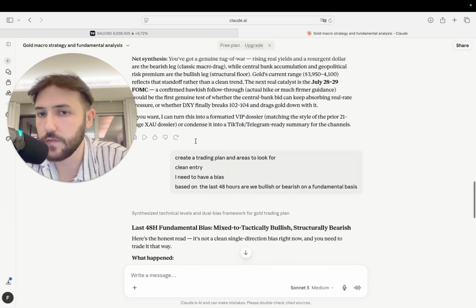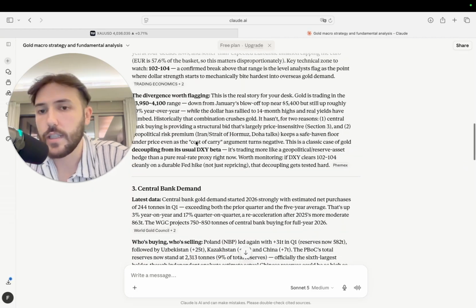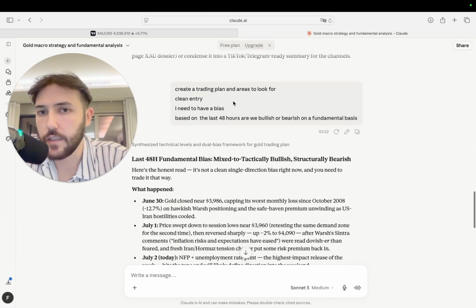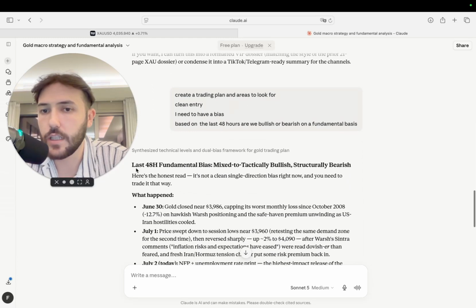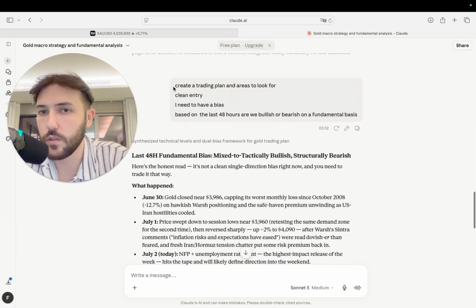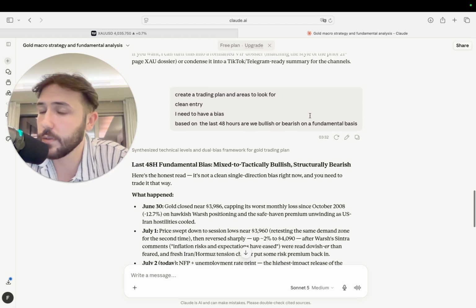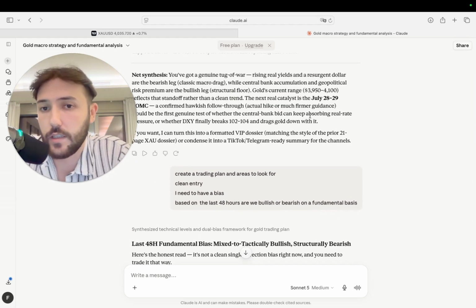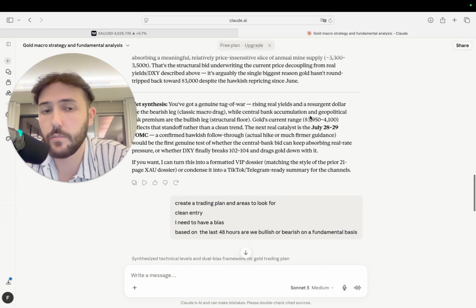It's very long, but what we're going to do is clarify this with a clear entry based on the last 48 hours, and this is what you want to paste in also. Create a trading plan with areas to look for a clean entry, and it needs to have a bias based on the last 48 hours. Are we bullish or bearish on a fundamental basis? Some people are going to take me for a fool or a beginner, but I made six figures last month using AI and this simple strategy.